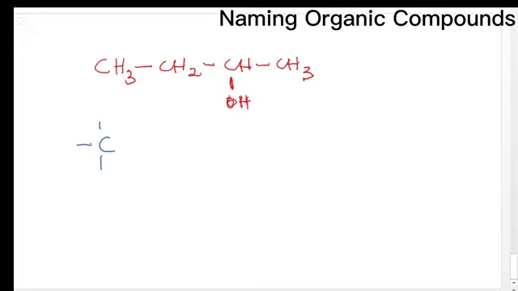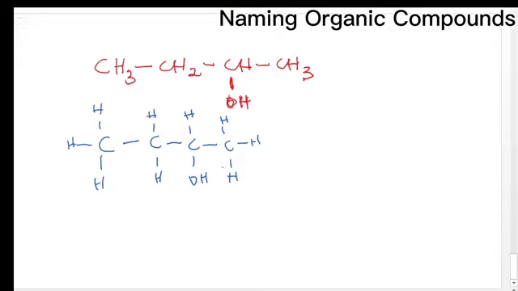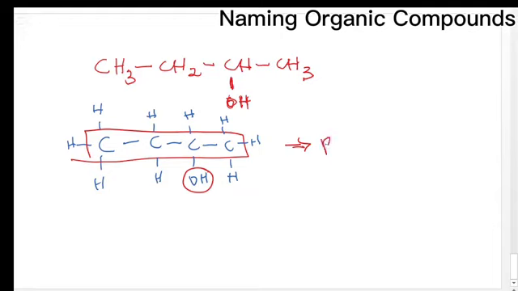The first carbon atom has 3 hydrogens, the second one has 2 hydrogens, the third one has 1 hydrogen up and 1 OH down. Then you have H here, and 1 H here. So there are 4 carbon atoms, and this is 1 OH here. You might call this a propanol, but because it has 4 carbon atoms, it is a butanol.